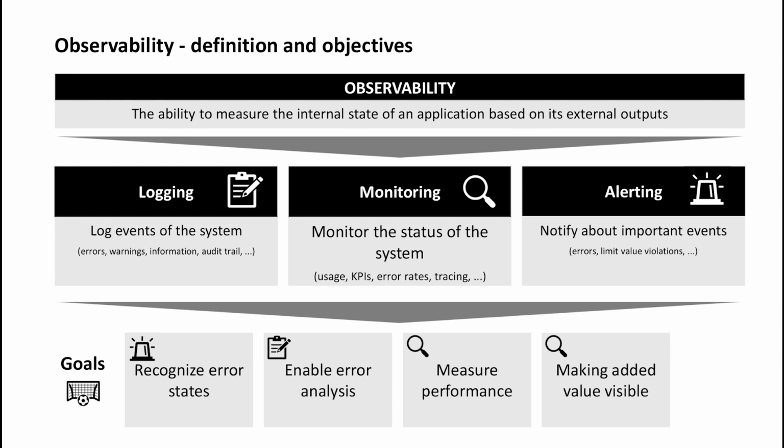Logging is about recording events in the system, errors that have occurred, warnings, information. This information is written to a log. Monitoring is about observing the current status of the system. Information is often displayed here in aggregated form, such as the number of errors in the last 5 minutes. A special form of monitoring is tracing, where you can track how requests run through your system and where they take a particularly long time.